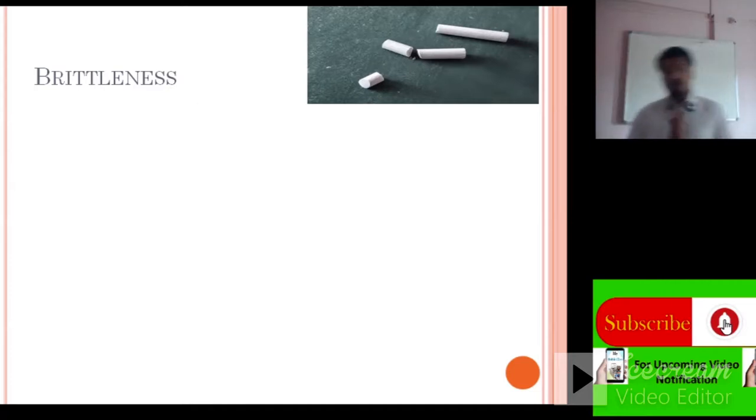Brittleness, you have seen a lot of times that example. Here we have to take into consideration any material that you have seen previously. When we apply external force on any material, at that time that material breaks down into pieces without bending, and that means that material has the brittleness property.